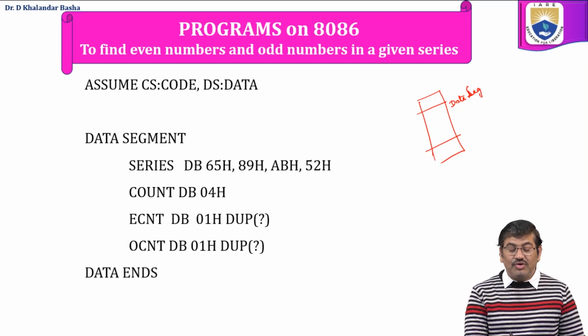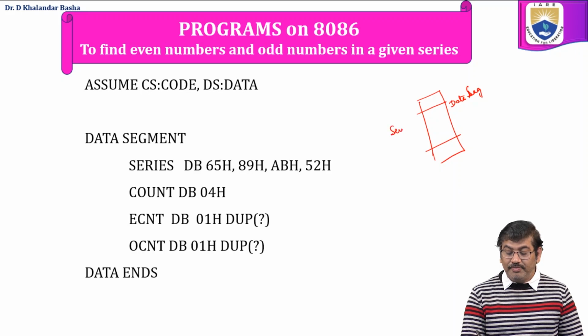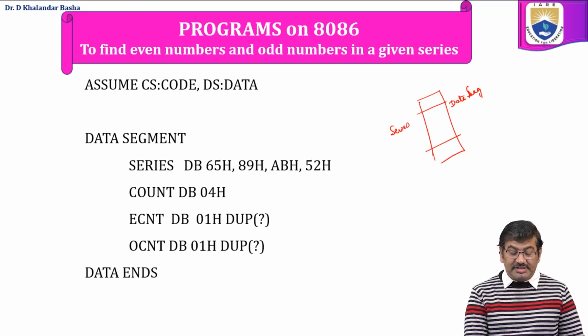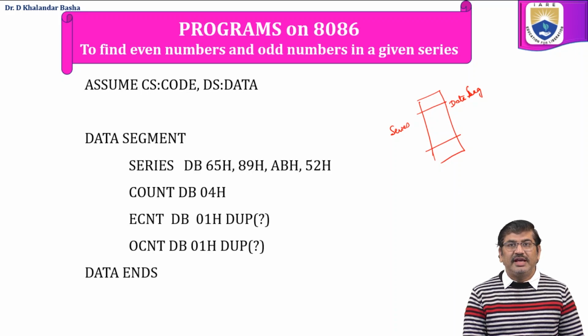So now in this we are going to place first the series. Series is a variable name. This series consists of 4 values: 65H, 89H, ABH, 52H. So these values I am declaring as a series variable. As the size of each and every data is 8 bits, we are using a directive that is DB, which indicates a defined byte.